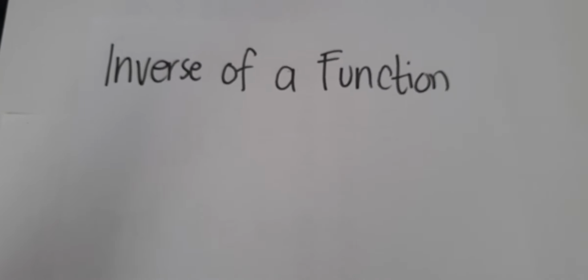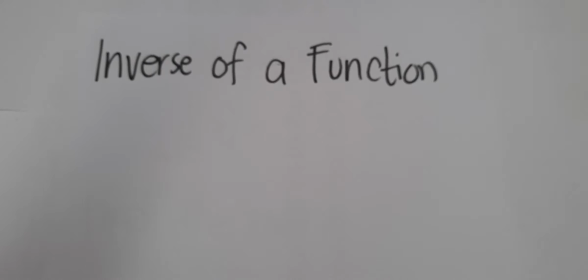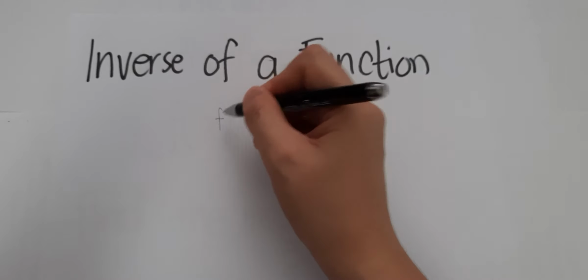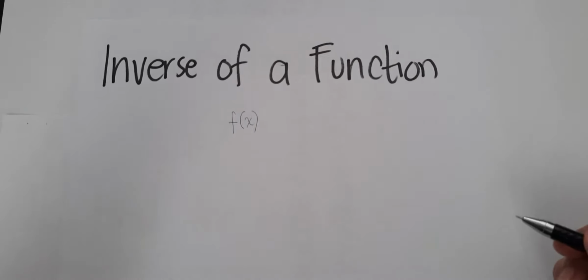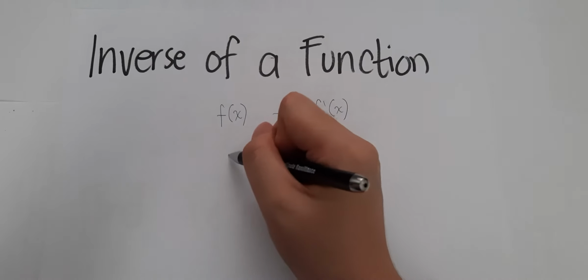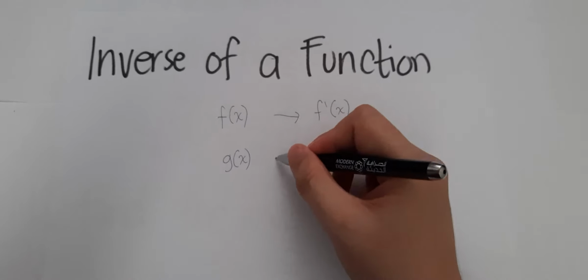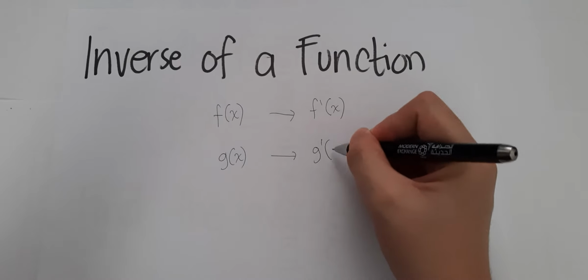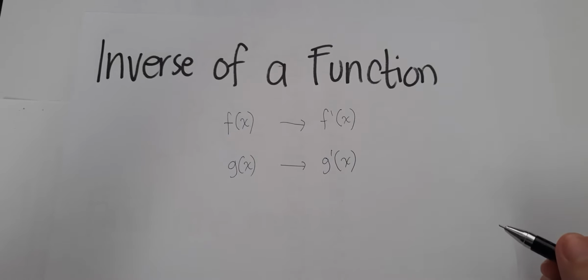Okay, today's video will be all about the inverse of a function. If you are given a function f of x, the notation of the inverse will be f inverse of x. So this will be the notation of inverse. If your function is given as g of x, the notation will be g inverse of x. This is the notation of the inverse function.